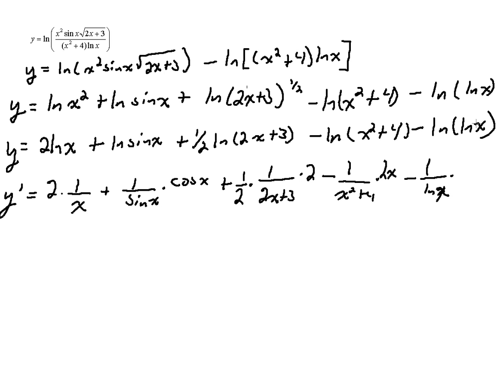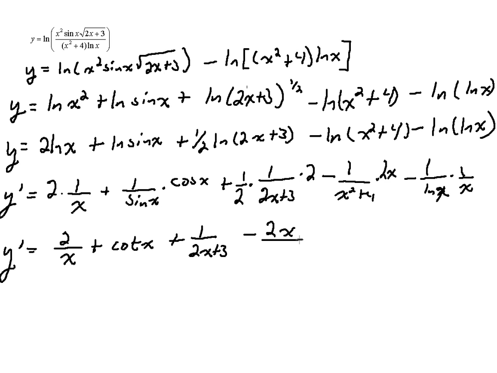And I don't think I'm going to try to get a common denominator here. I think I'm just going to rewrite a few things. So we have 2 over x plus the cosine over the sine, which is the cotangent of x. The 2 over 2 cancels, so we have plus 1 over 2x plus 3, and then we have minus 2x over x squared plus 4, and then here we just have minus 1 over x ln of x.